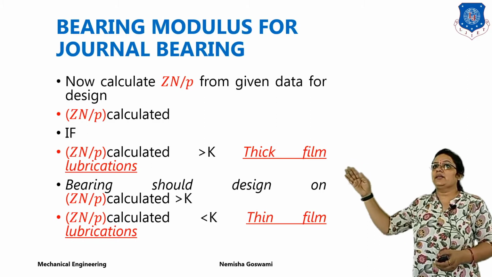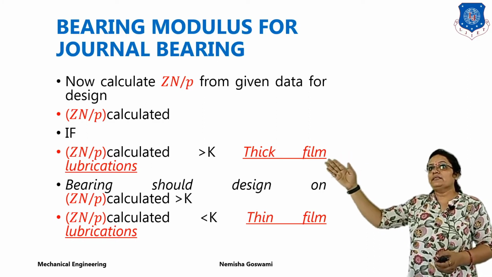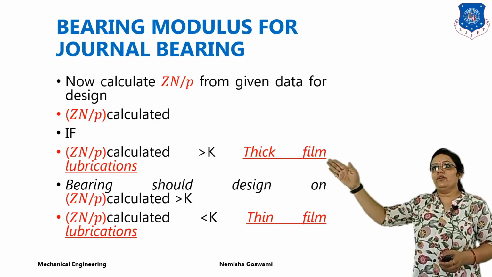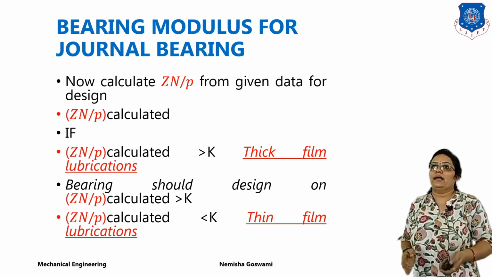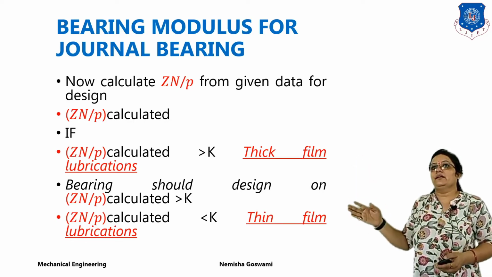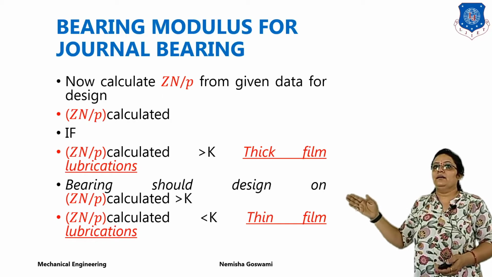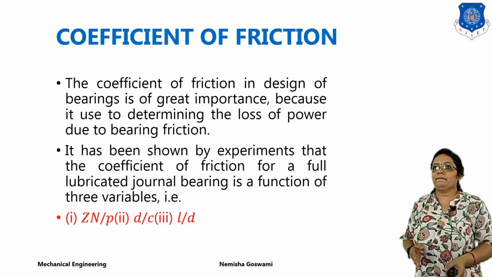So we always design your sliding contact bearing in the first case. So this case should be fulfilled by your design value. Zn by P should be greater than your K. So this is the reason of thick film lubrication.